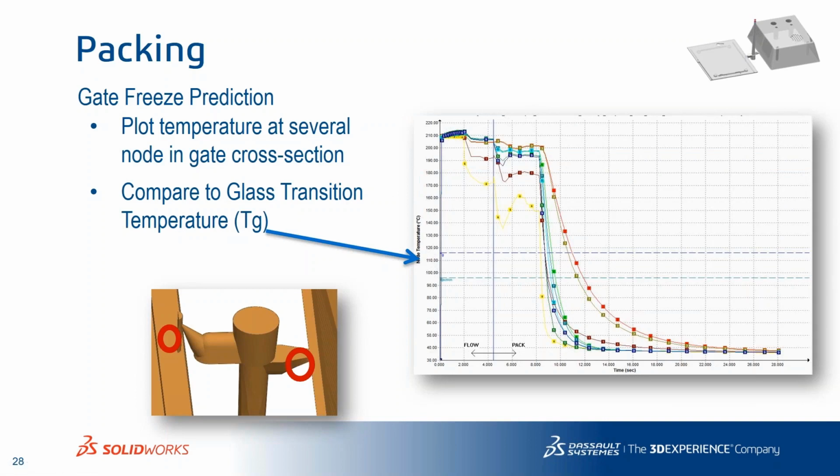What about gate freezing, right? We didn't run into any gate freezing issues with the example I showed, but if you do, you can extract some of that information in a graph format, and you can do a comparison with the glass transition temperature, and you can see if it's gone below or above that glass transition temperature, at which point you can induce that gate freezing problem. So a lot of this you can predict just from the virtual simulation itself.